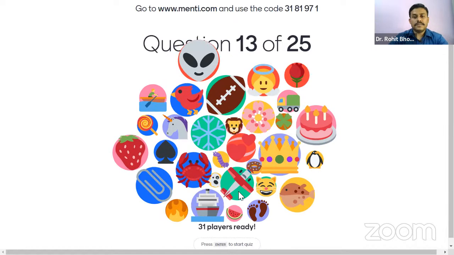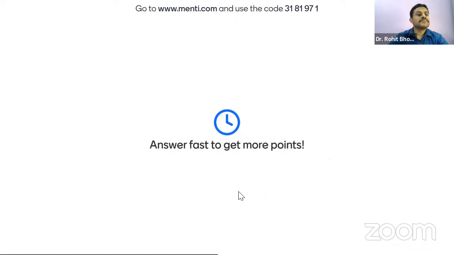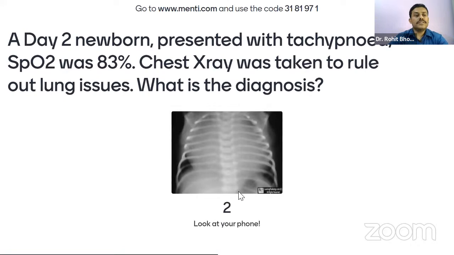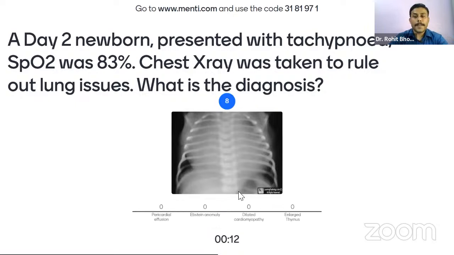Question number 13. Day 2 presented with saturation of 83. X-ray showing this. So many correct answer, this is Ebstein anomaly.